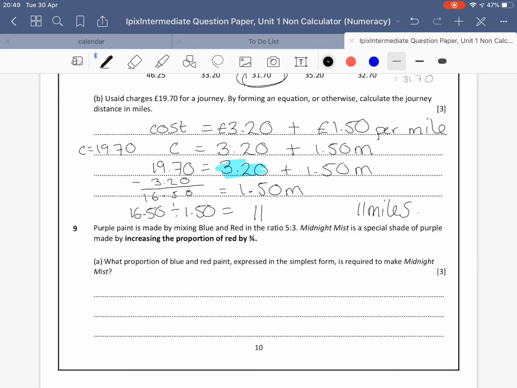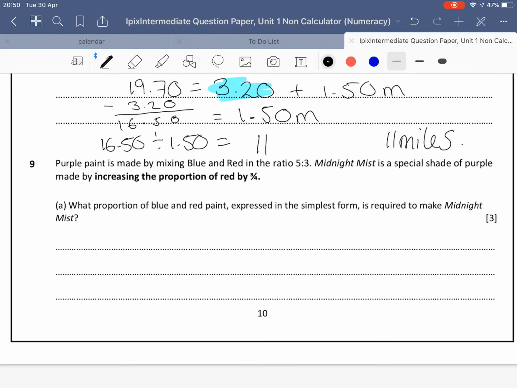Midnight Mist is a special shade of purple made by increasing the proportion of red by 3/4. So you increase just the red by 3/4. I'm not touching the blue. I'm just going to add more red, basically. I'm going to add 3/4 more red. What proportion of blue and red paint expressed in simplest form is required to make Midnight Mist?